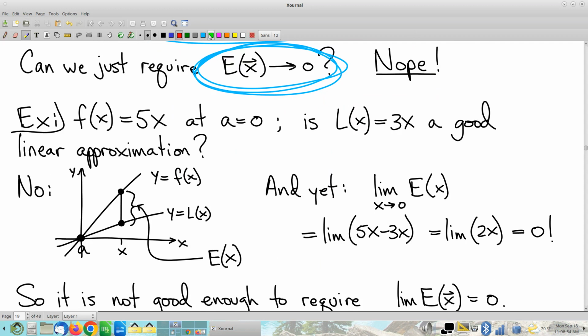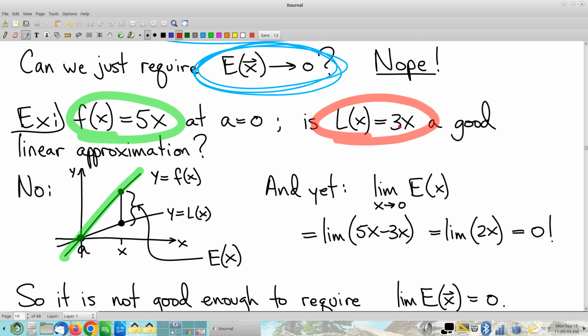Different example, but a perfectly innocent example here. f of x equals 5x. It's just a nice single variable function even. There's the graph of my actual function. And now let's look at this candidate linear approximation, 3x. Looks like that. Anybody willing to believe that this is a good tangent line to the green line? No, of course not. That's ridiculous. It's just nonsense, right?